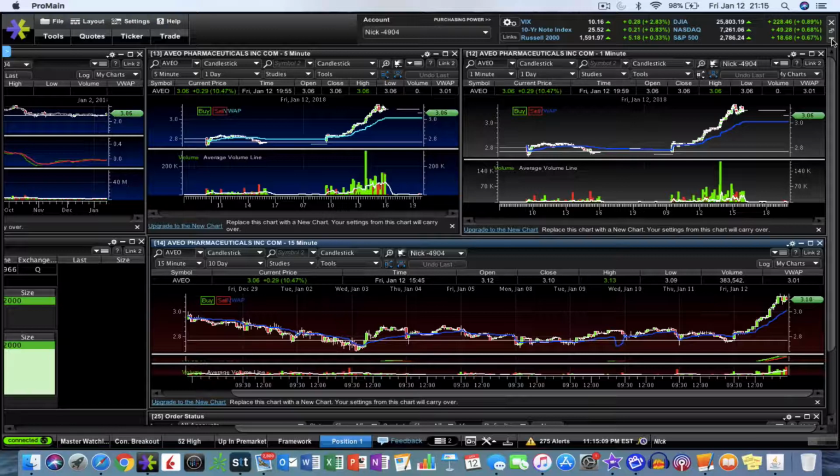All right, so there's three indicators that I use, two of which are the main ones. The two main ones are the VWAP and the average volume line. And then the third, kind of secondary indicator I use, and I only use it on longer term charts, is the MACD. Okay, so just take a look at my screen right here.